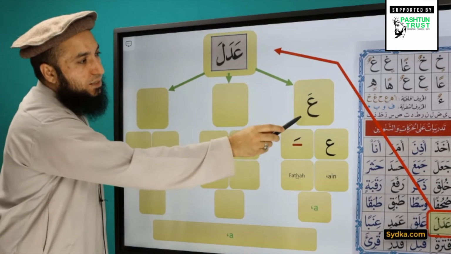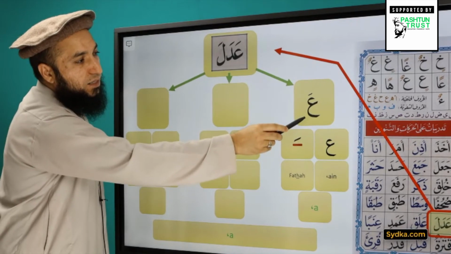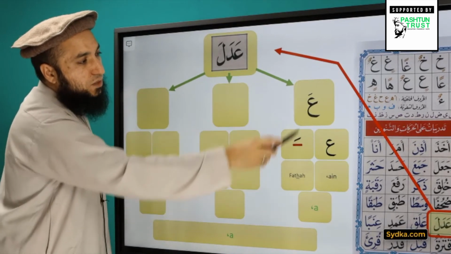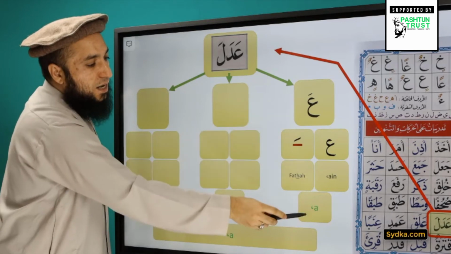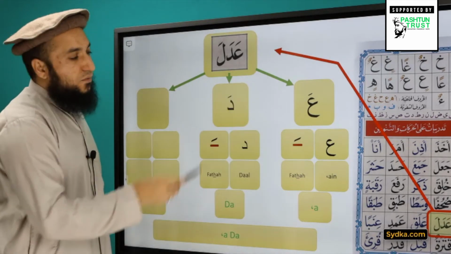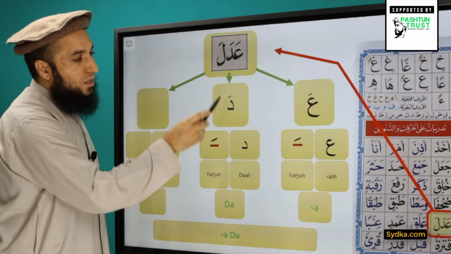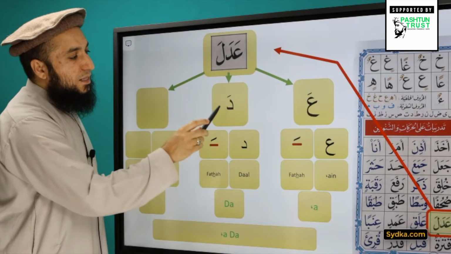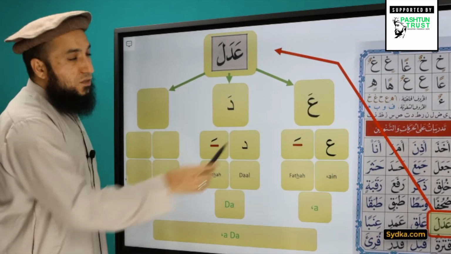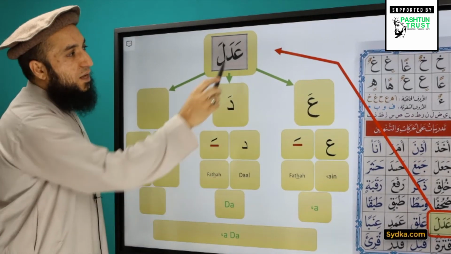So the next word we have is عدل, and it has 3 syllables. The first syllable is عين فتحة. عين is not silent and we have fatha on top of it. The next syllable we have is دال فتحة دا. Dal is not silent and we have fatha on top of it. So now we combine these 2 syllables. We have عدا.